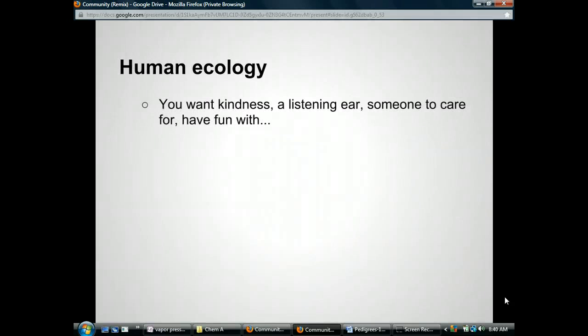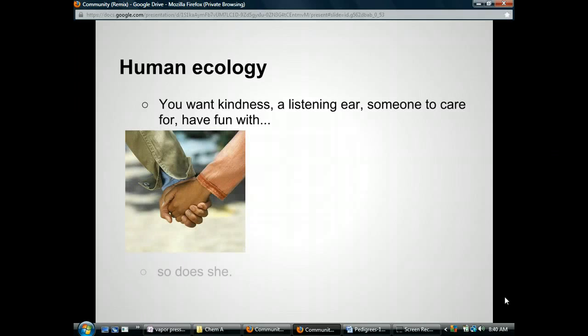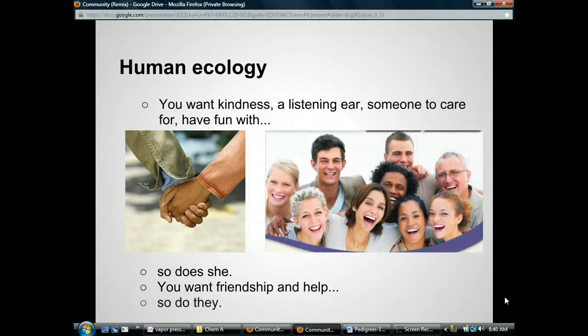You want kindness, a listening ear, someone to care for, have fun with. So does she or he. You want friendship and help. So do they. So it doesn't have to be monetary. It doesn't have to be material things. There's still an exchange. Everybody benefits. Everybody's happier and better off.